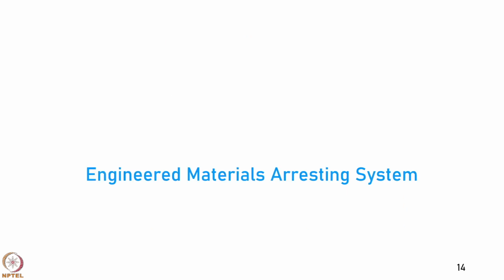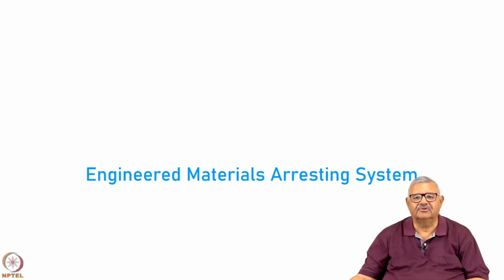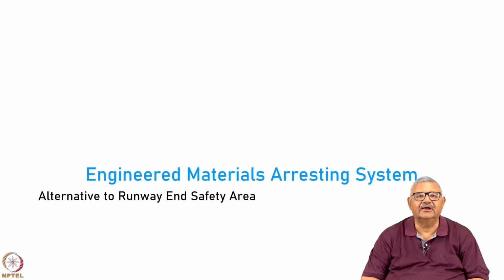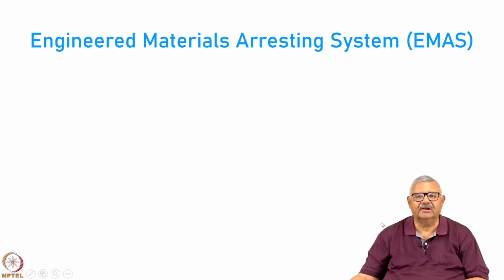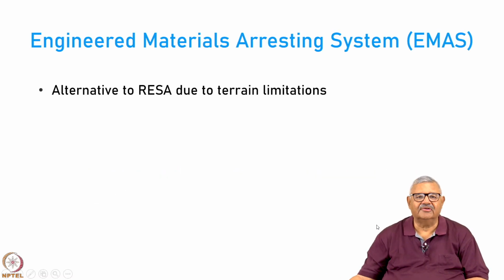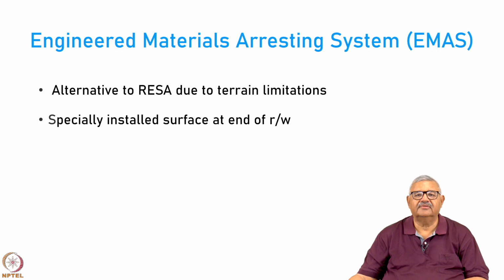Now, for the end of the runway, we have another very interesting option available, which is called EMAS, or the Engineered Materials Arresting System, which is an alternative to the runway end safety area at both sides of the airport. So, what is EMAS? It is an alternative to RESA for terrain limitations, because sometimes you may not have enough terrain available on both sides. So, therefore, you will like to bring the aircraft to rest very quickly in a limited amount of land available. This is an especially installed surface at the end of the runway.